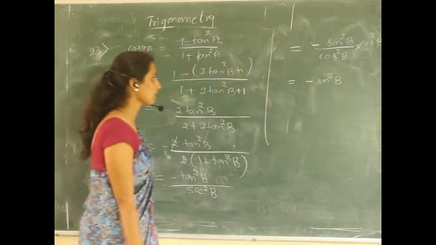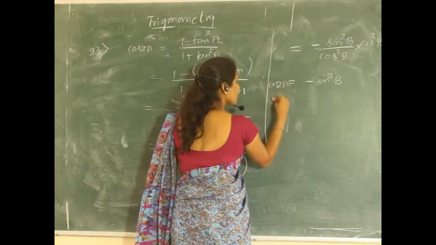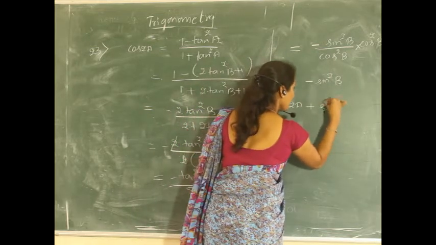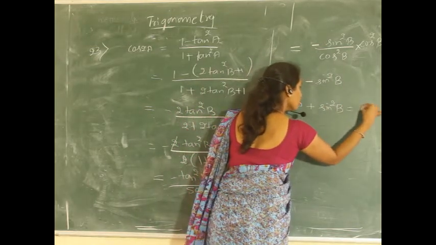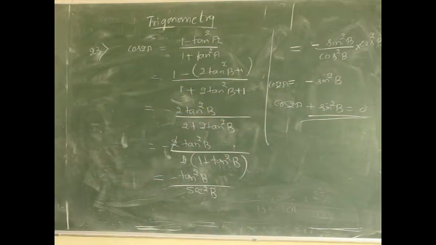So what is this minus sin square B? This is equal to cos 2A. So cos 2A plus sin square B equal to 0. So that is option C. The relation we are getting is cos 2A plus sin square B is equal to 0, not option A, because it is minus. When we take minus to the other side, that becomes cos 2A plus sin square B is equal to 0. That is option C. Next, 24th one.